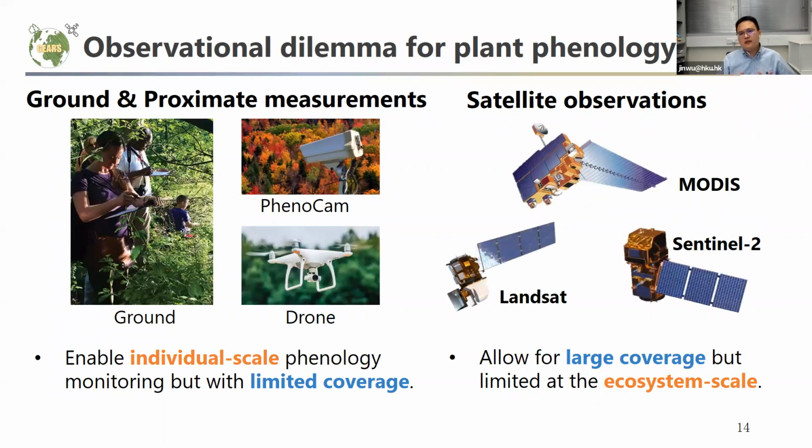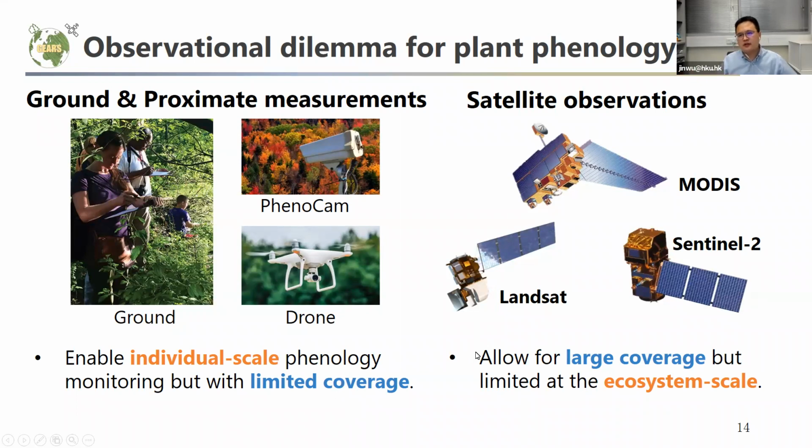And in terms of plant phenology monitoring, there's a really famous observation dilemma in this field. On the left panel, it summarizes the conventional approach: we can rely on ground proximate remote sensing techniques for phenology monitoring. The advantage of this kind of technique is organism-level phenology monitoring with more accurate phenology records, but normally they are limited to a very small spatial coverage.